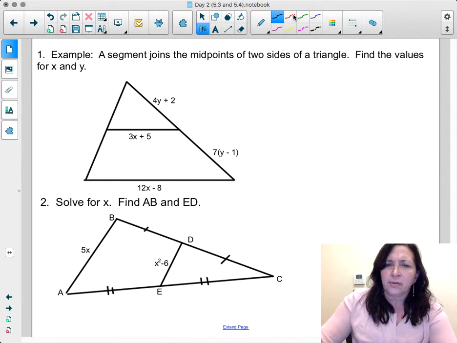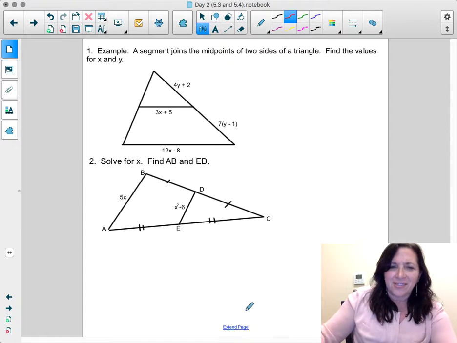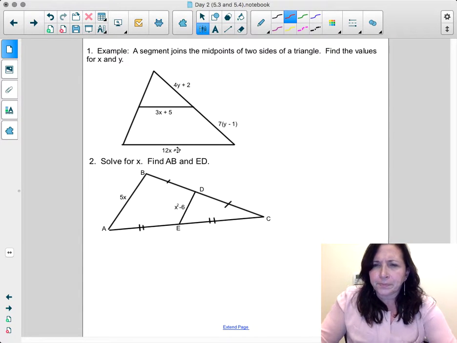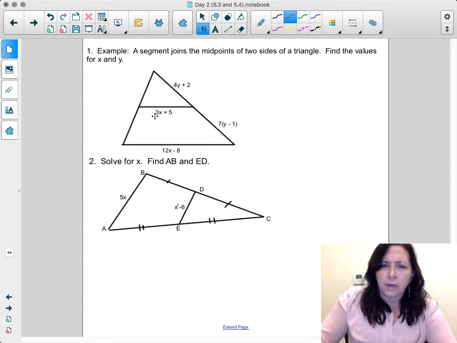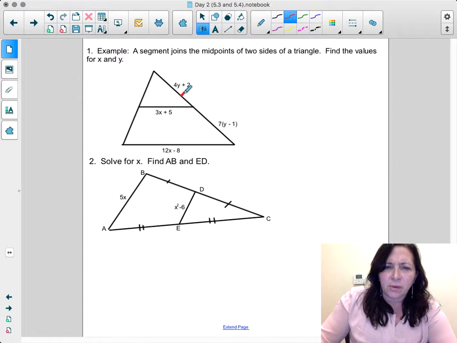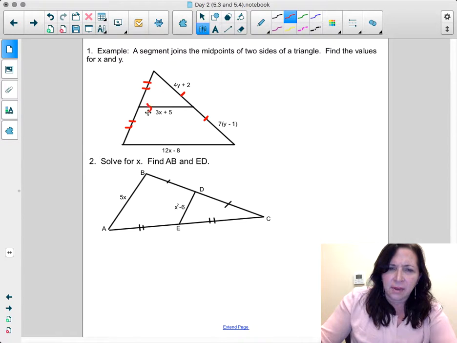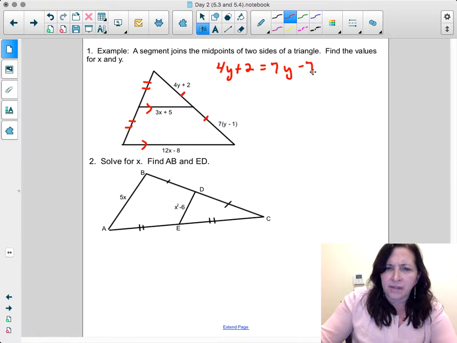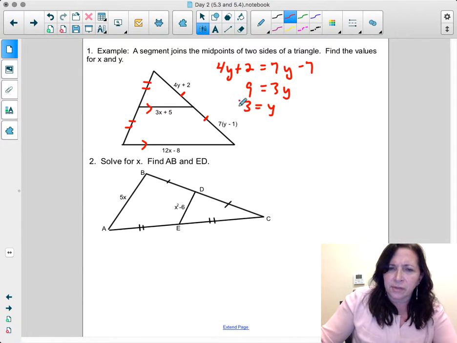Working some of these out. So here's some fun problems to do. So the first problem, let's make these equal to each other, because basically this is saying the segment joins the midpoint. So therefore that's equal to that. Therefore these are parallel, and that would make those equal. So you would say 4y plus 2 is equal to 7y minus 7. Subtract 4y, we get 3y. Add 7, we get 9. So y is equal to 3.